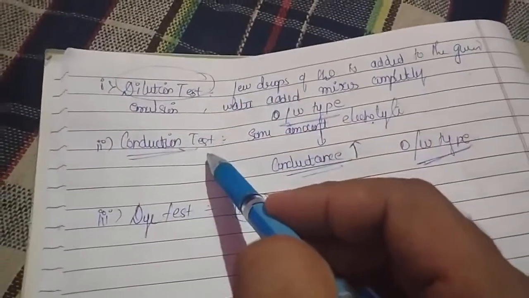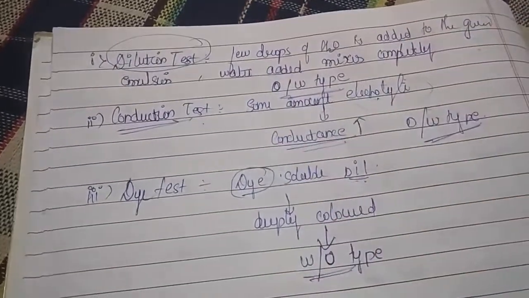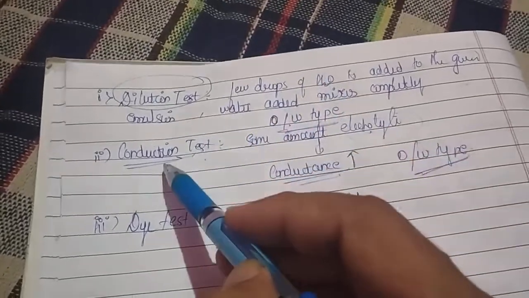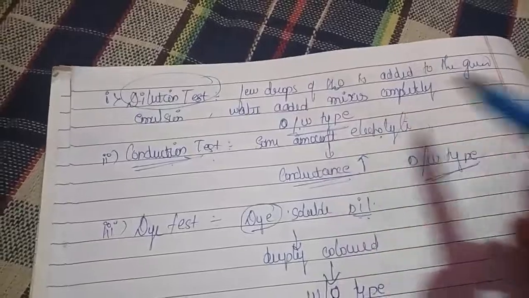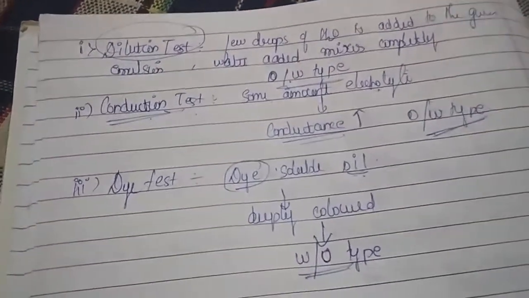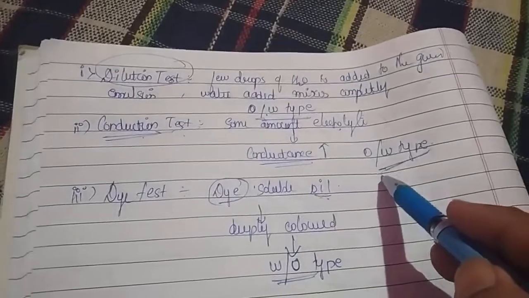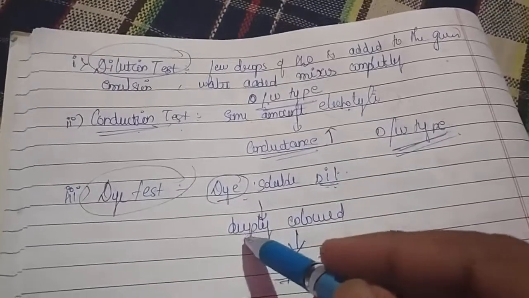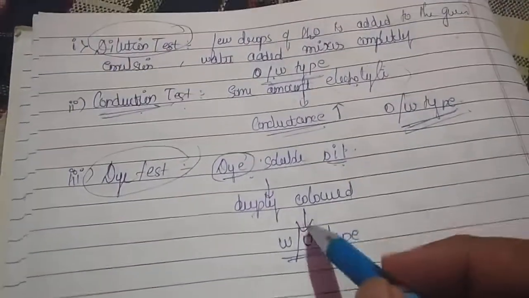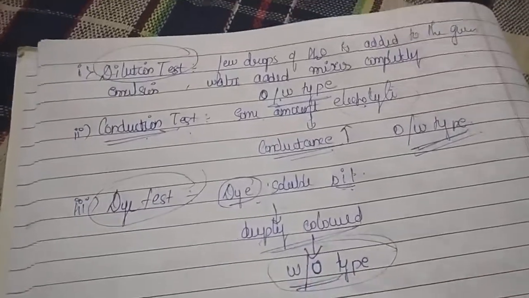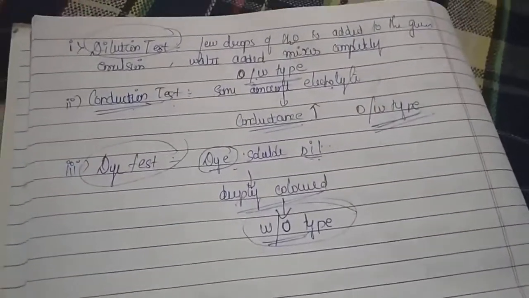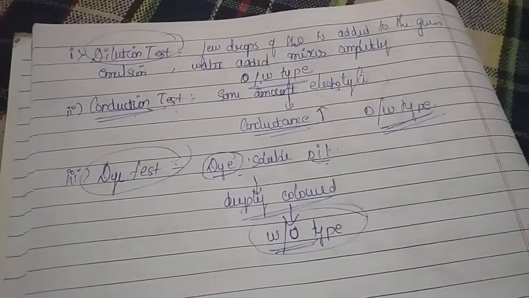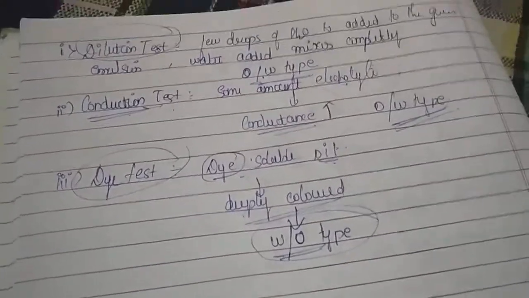So in the first two cases we saw, when you add water to your emulsion and it becomes completely miscible, that is water is completely mixing, then it will be called your OW type. Similarly, in the conduction test, when you add some amount of electrolyte and measure the conductance, if the conductance increases, then it will be called your OW type. But with respect to the dye test, when you add your oil soluble dye to your emulsion, and if the emulsion becomes deeply colored, such an emulsion will be called your WO type emulsion. So these are certain things one has to know: how you can classify your emulsions as OW type and WO type.